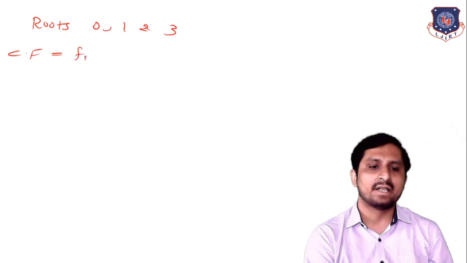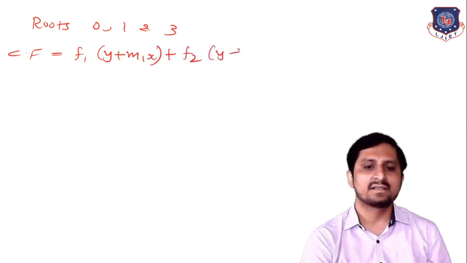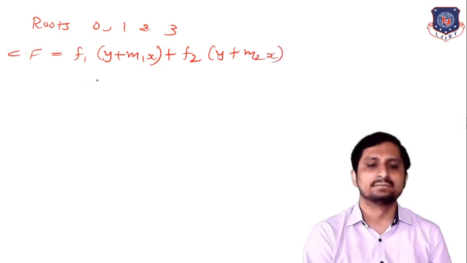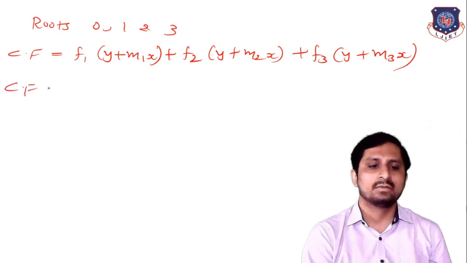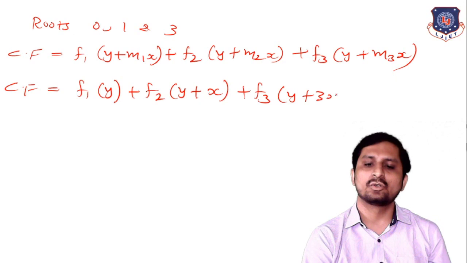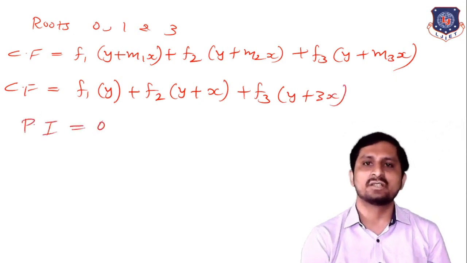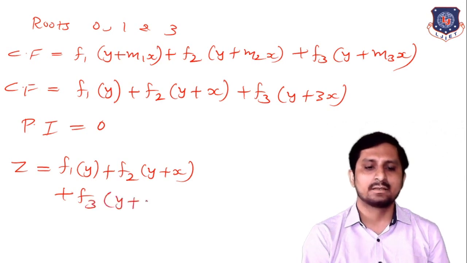All are distinct roots, so that's why I can write the complementary function. Don't forget, I write once again, roots are 0, 1 and 3. So for the complementary function, I can write f1(y plus 0 into x). Okay, what is our rule? f1(y plus m1x) plus f2(y plus m2x) plus f3(y plus m3x). So m1 is 0, so f1(y), m2 is 1, so f2(y plus x), plus f3(y plus 3x). Okay, and here also the particular integral is 0 because right side we have 0 function. So z is equal to CF plus PI, so z is equal to f1(y) plus f2(y plus x) plus f3(y plus 3x).